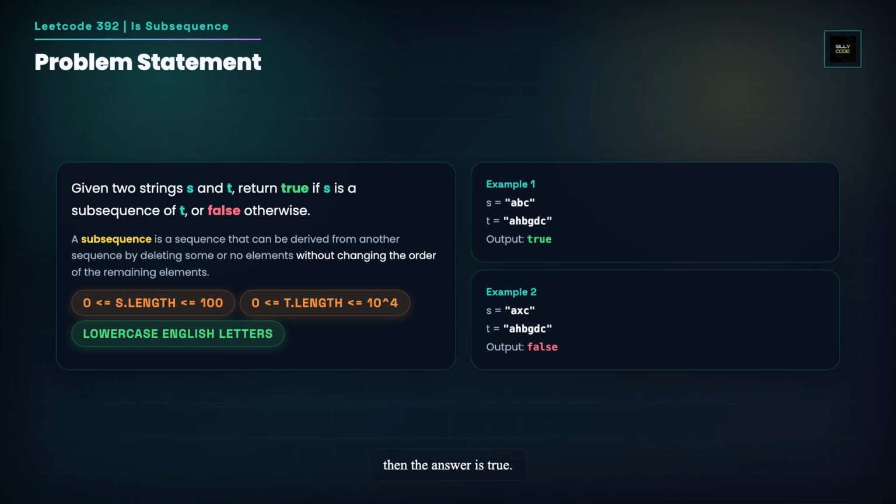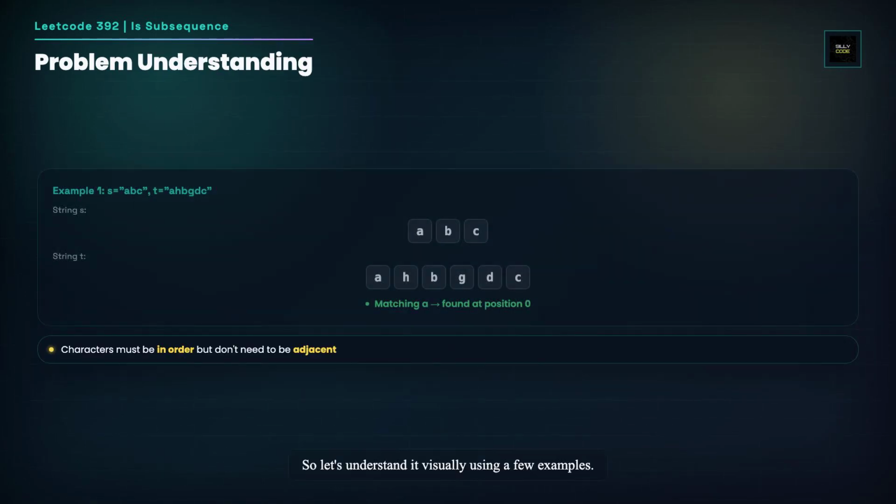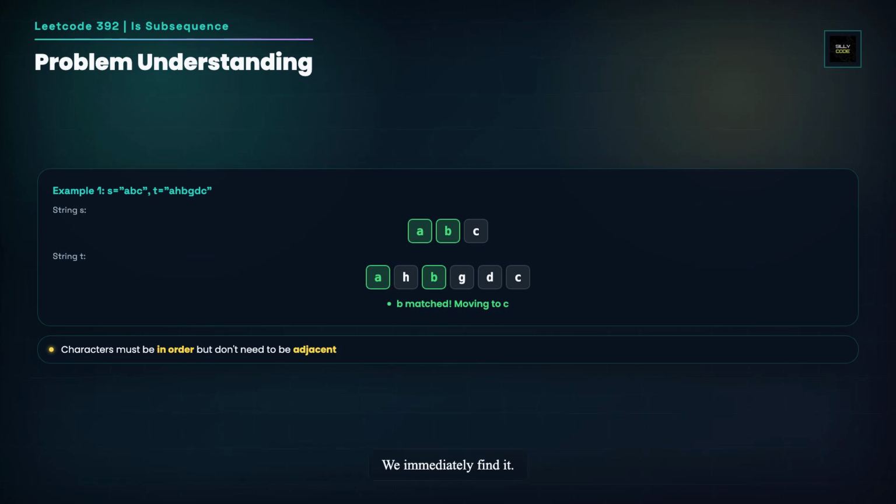Now this definition can sound a little confusing. So let's understand it visually using a few examples. Let's look at our first example. The string S is ABC, the string T is AHBGDC. Now let's try to match the characters one by one. The first character we're looking for is A. We immediately find it. Great. Now we don't need to look at anything before that position ever again.